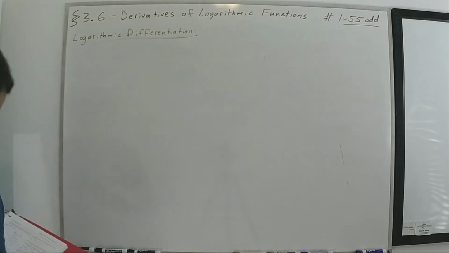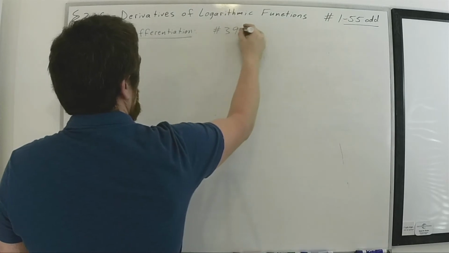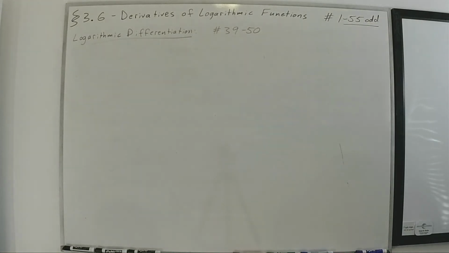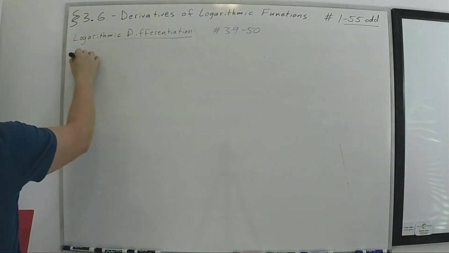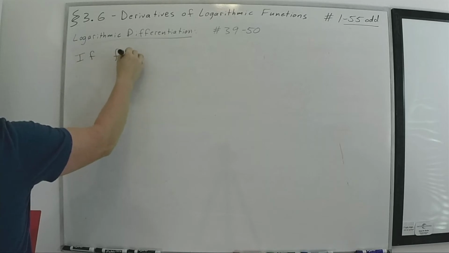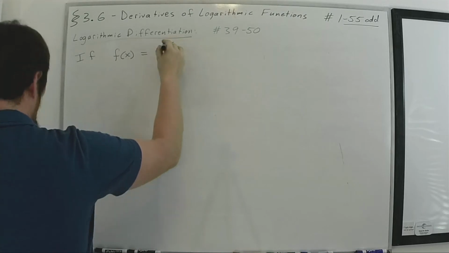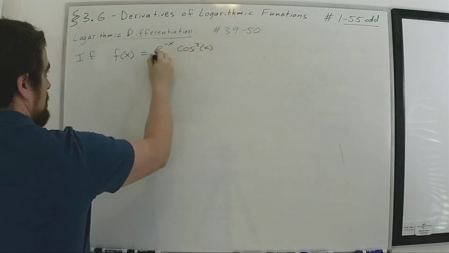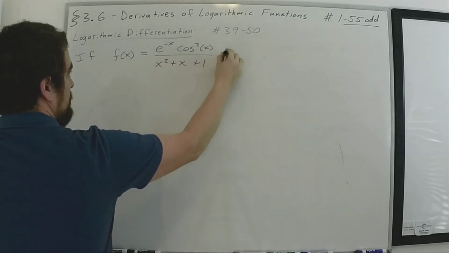And if you are in the textbook, there are a bunch, like 39 through 50, I believe. Yeah, 39 through 50. And I'm just going to steal one of the even-numbered ones. That looks really gross. In this case, it is number 40. Looks really gross. If f of x is equal to e to the negative x cosine squared of x, that means cosine x times cosine x, over x squared plus x plus 1.